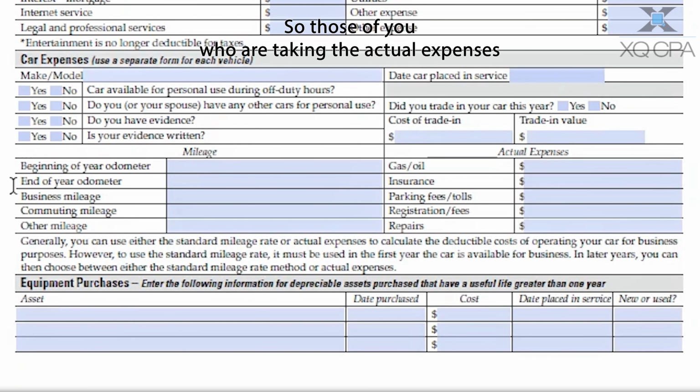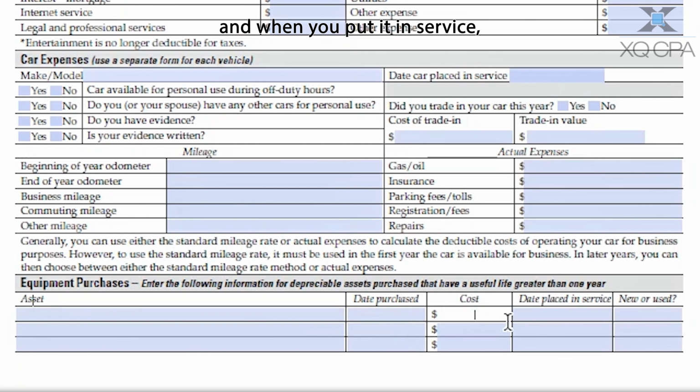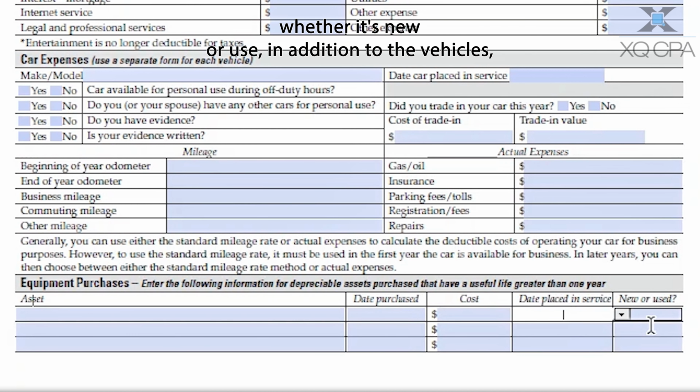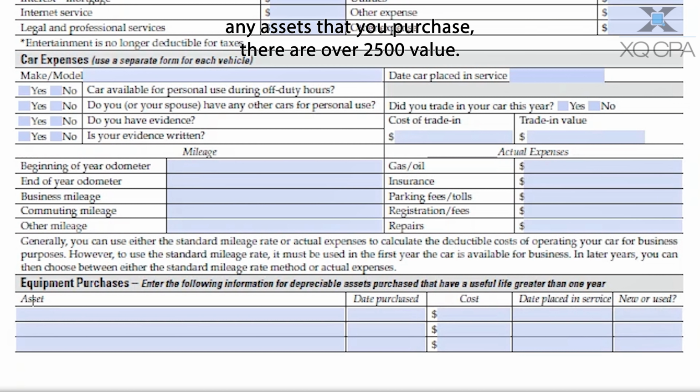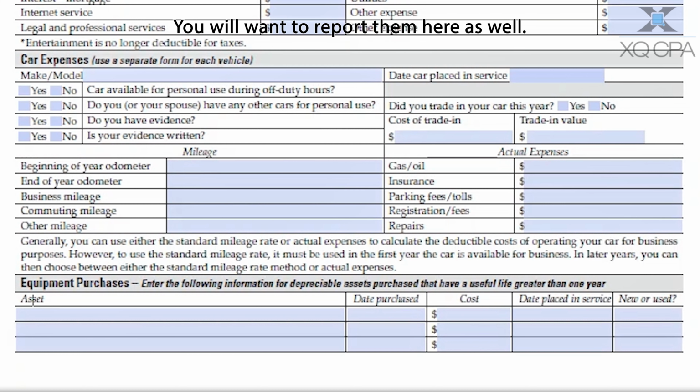So those of you who are taking the actual expenses and have a vehicle you want to depreciate, you will want to record this here. Of course, you put the name of the vehicle, the date you purchased, the cost of the vehicle, when you placed it in service, and whether it's new or used. In addition to the vehicles, any assets that you purchase that are over $2,500 in value, you will want to report them here as well.